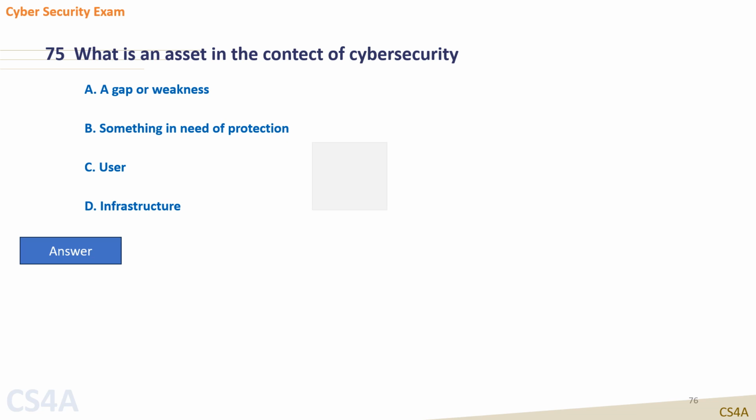So here the question is, what is an asset in the context of cyber security? Gap or weakness, that is vulnerability, not something in need of protection. This is the correct one. User and infrastructure is not correct. So answer is B.